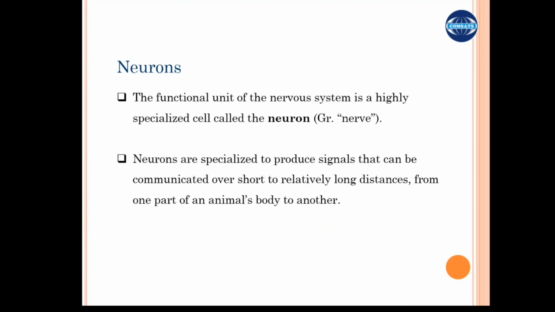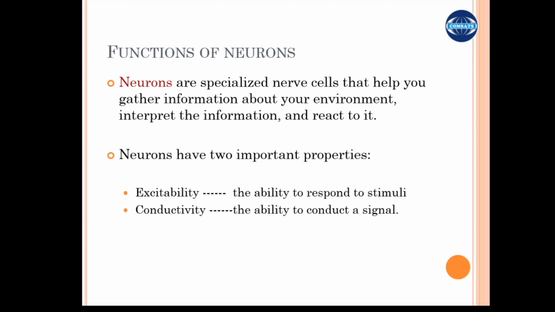Now, what's the difference between these two properties? Excitability means the ability to respond to stimuli. A neuron or nerve can only perform its function when it has the ability to get excited or activated, in other words. If the neuron does not have the ability to generate an electrical current, it would not be able to transmit the message.